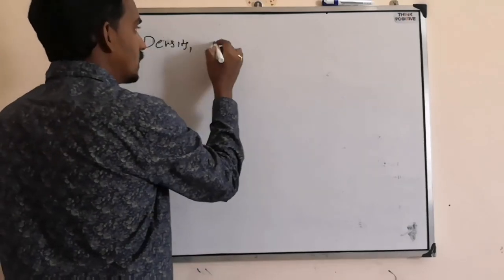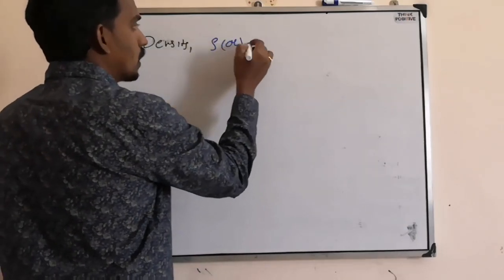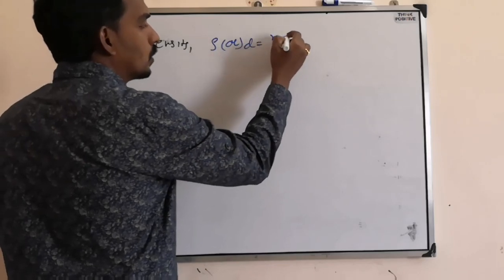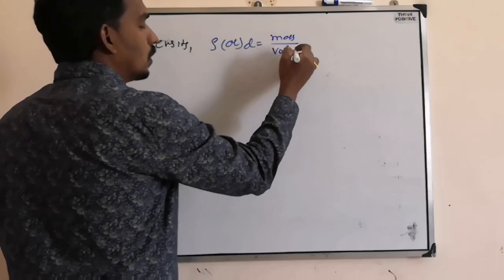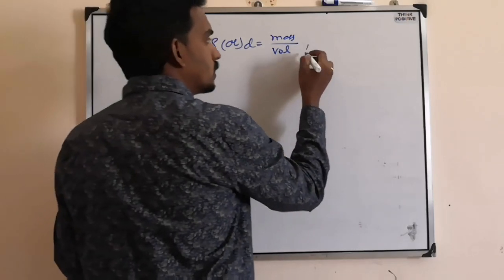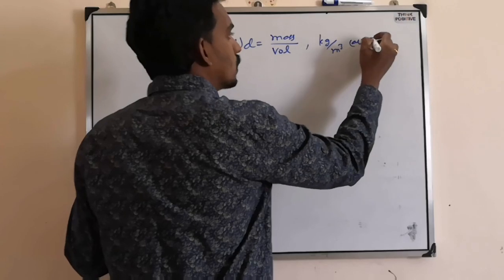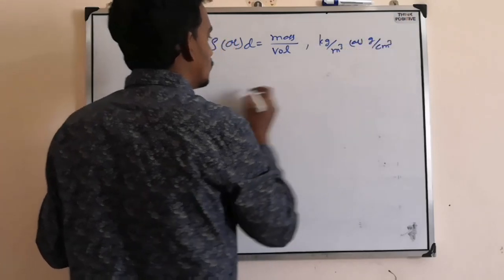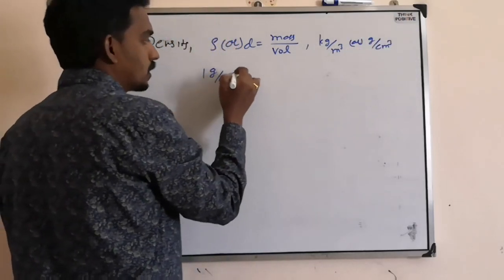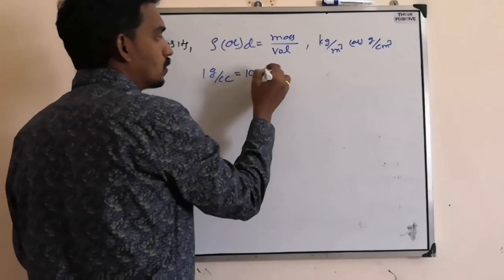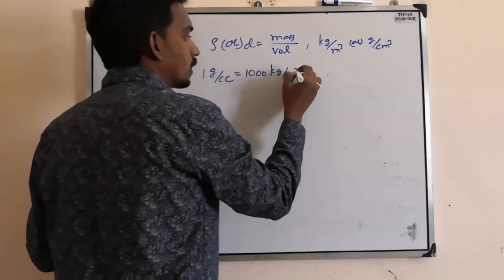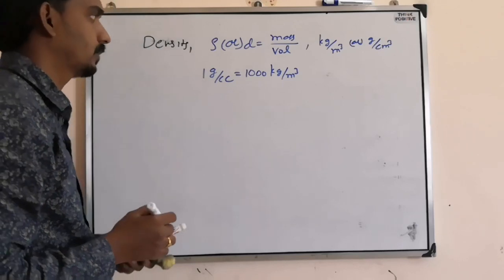Density we represent with rho or d, and density equals mass by volume. Always remember the unit is kg per meter cube or gram per centimeter cube, and 1 gram per cc equals 1000 kg per meter cube. This is the relation.